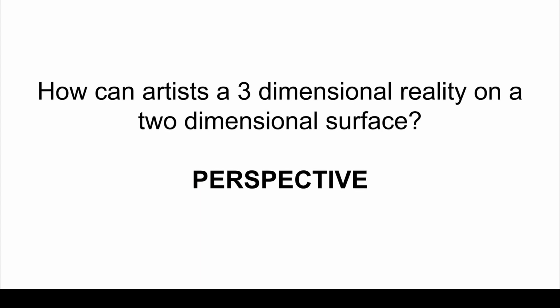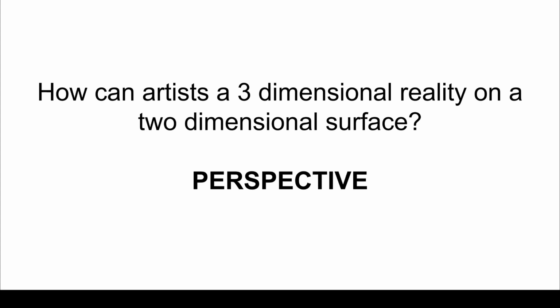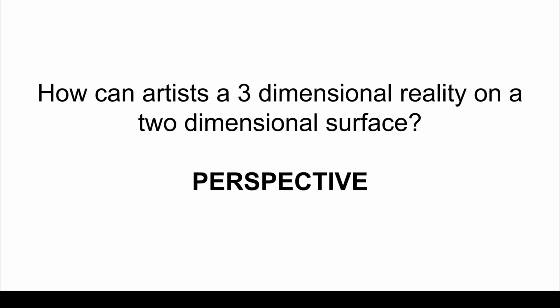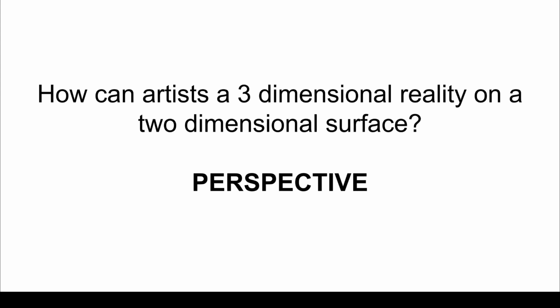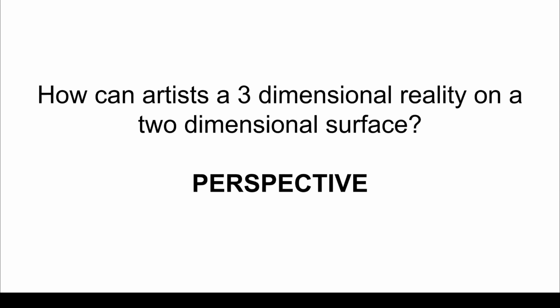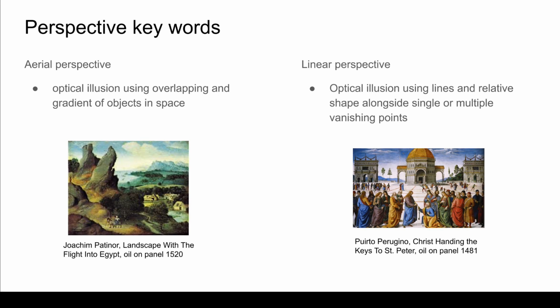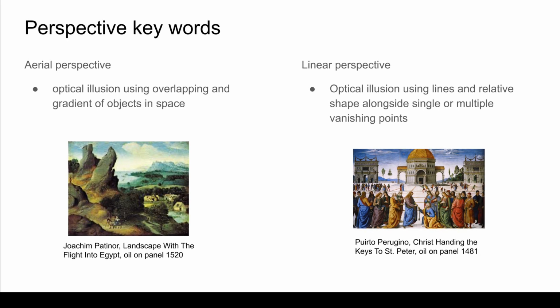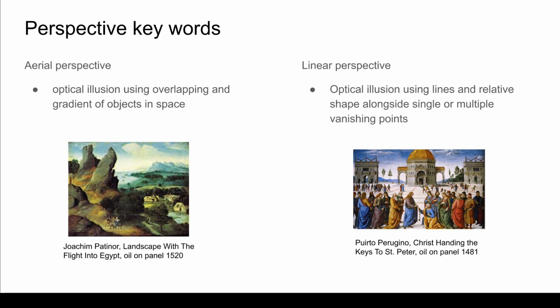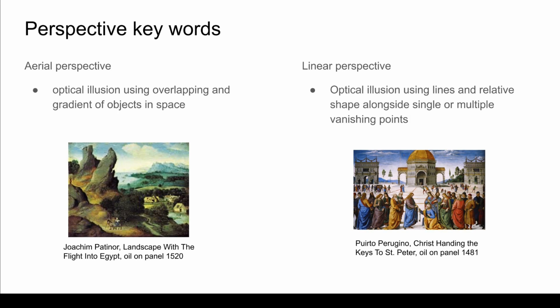Next, we will ask ourselves, how can artists make a three-dimensional reality appear on a two-dimensional surface? And this will bring us to our next key concept, which is perspective. When we're looking at perspective, we'll look at a couple of keywords: aerial perspective and linear perspective.